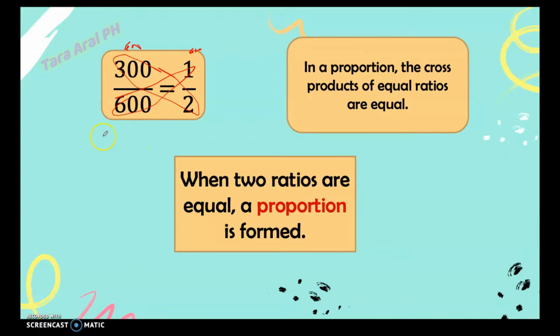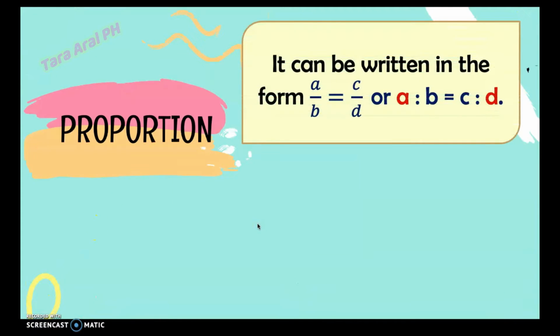You can also write this in the form of 300 is to 600 and that is equal to 1 is to 2. These two ratios are called proportion because they are equal to each other. They are proportional to each other. Now, as I've mentioned earlier, it can be written in fraction form, where A over B is equal to C over D, or A is to B is equal to C is to D.